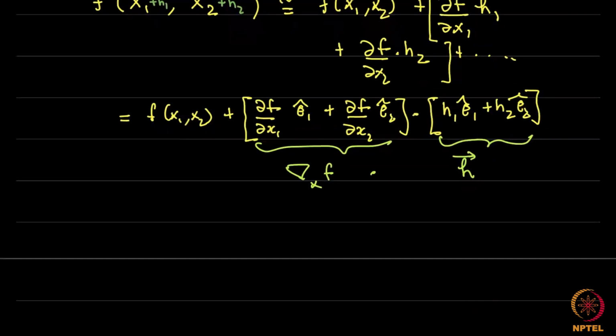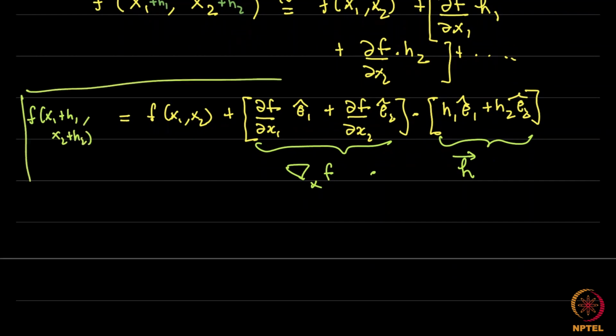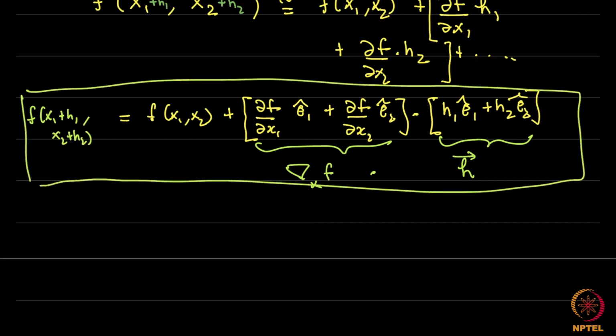This is the primary expression that we'll be using multiple times throughout this course, including multiple times this week itself. So please do remember this. The function value at a slightly different point is the function value at a given point plus the gradient dotted with the distance that we are moving.